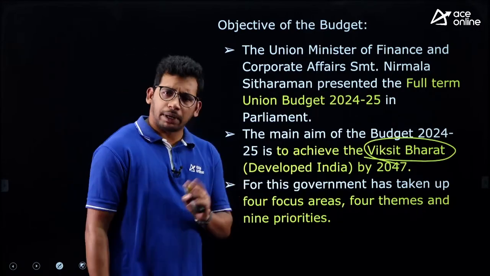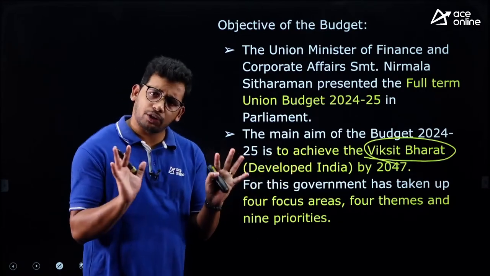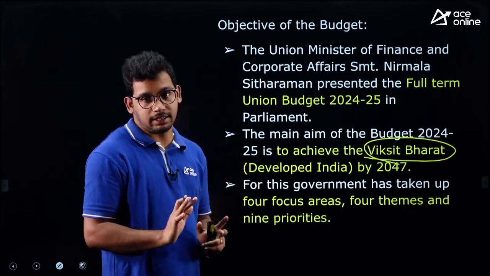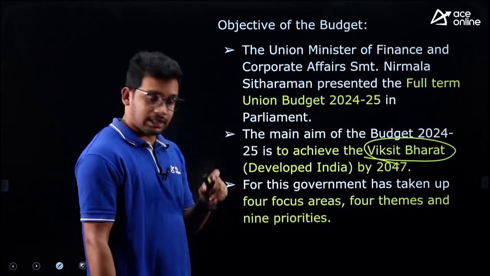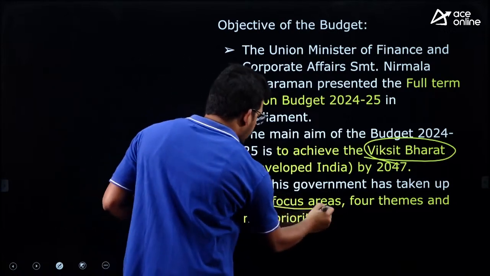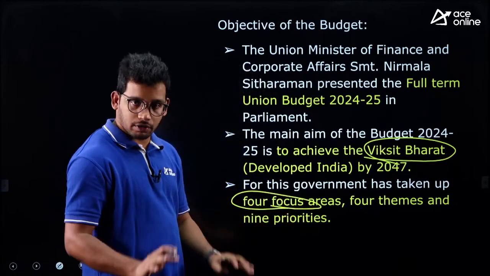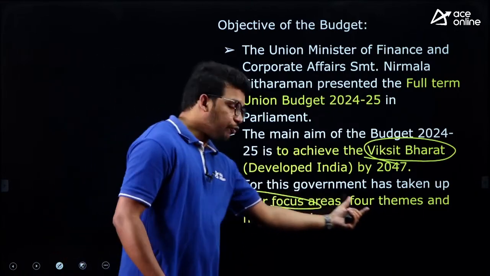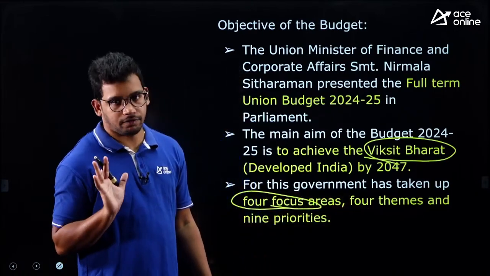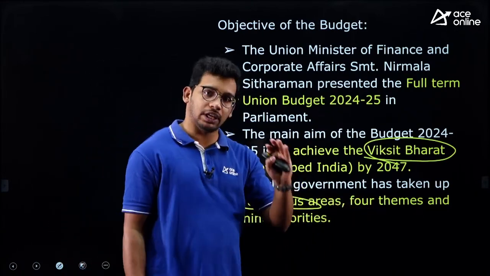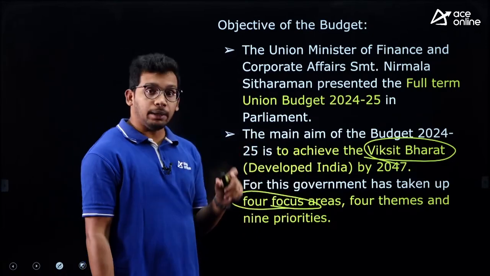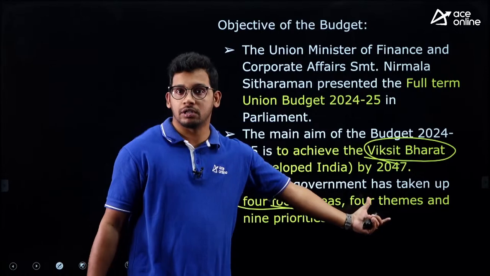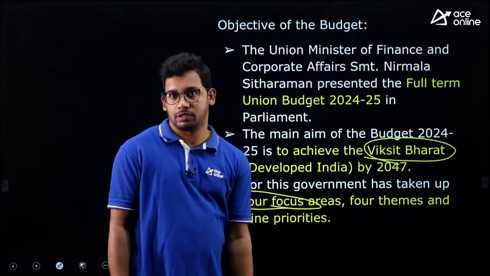Now the government has set the target of a developed nation, but how can government do that? To achieve the target this year the government is going to focus on 4 areas, I will tell you what those are. The government has kept 4 focus areas and 4 themes for itself, and then 9 priority areas to achieve these 4 goals or focus areas and 4 themes.